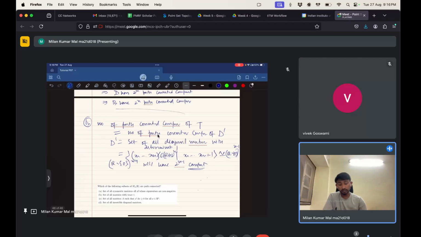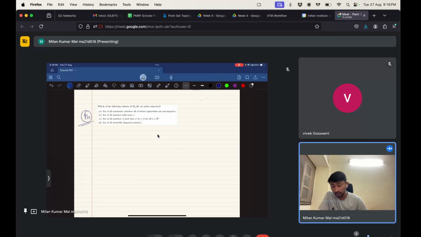Now I'll directly write 14. What is the question? Which of the following subsets of M_n(R) are path connected? The set of all symmetric matrices, all of whose eigenvalues are non-negative.